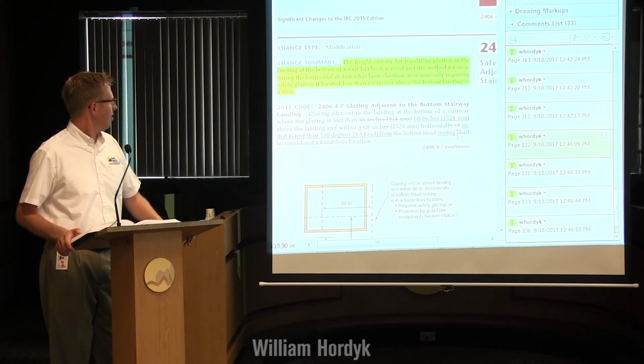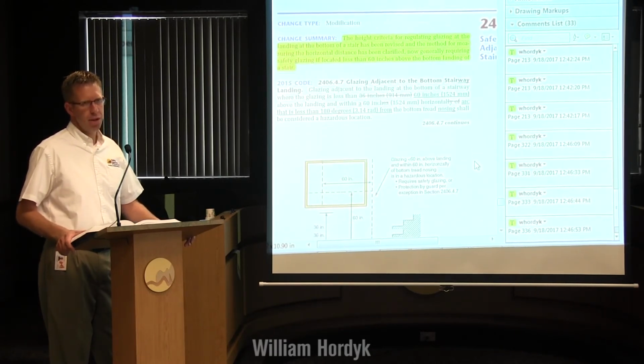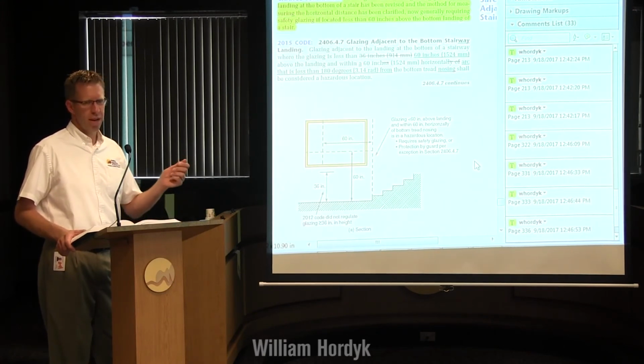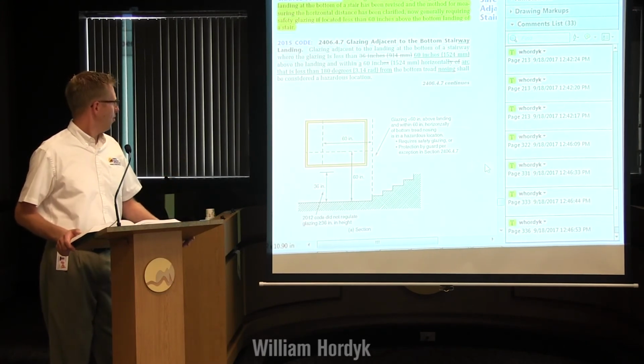Glazing by stairs has a slight modification that you have to, within 5 foot of the bottom of the stair, kind of regardless. It used to have a more stringent saying you don't have to do it there, but within 5 foot of the bottom of the stair, you've got to have safety glazing.